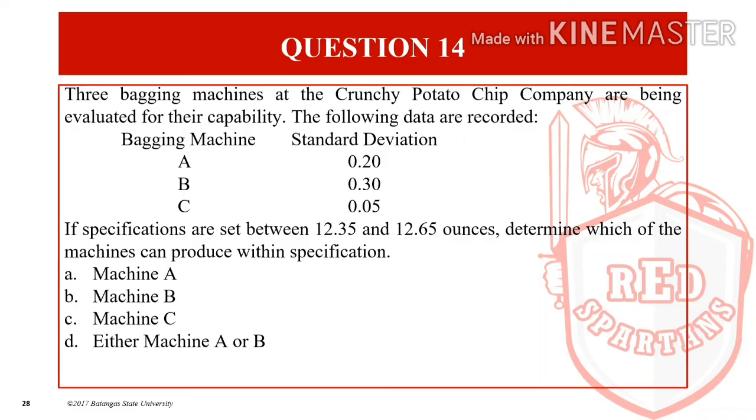Then, for question number 14, 3 bagging machines at the Crunchy Potato Chip Company are being evaluated for their capability. So, the following data are recorded. Meron tayong machine A, B, C and standard deviation 0.2, 0.3, and 0.05. If the specifications are set between 12.35 and 12.65 ounces, determine which of the machines can produce within specification.